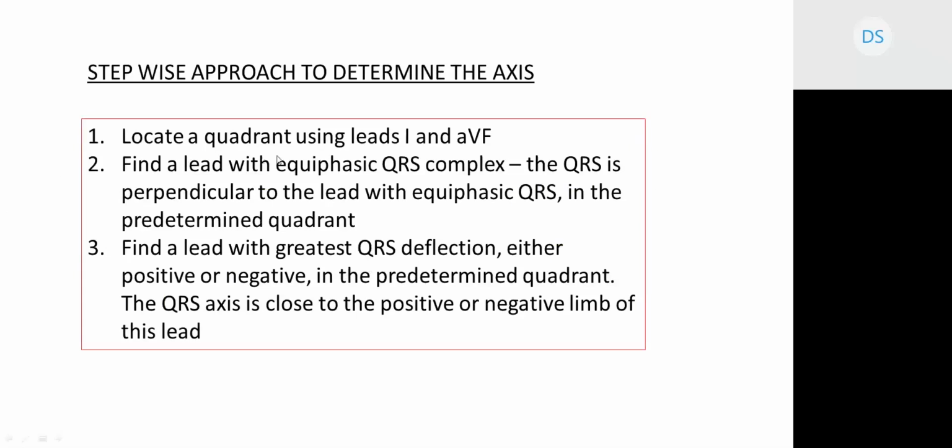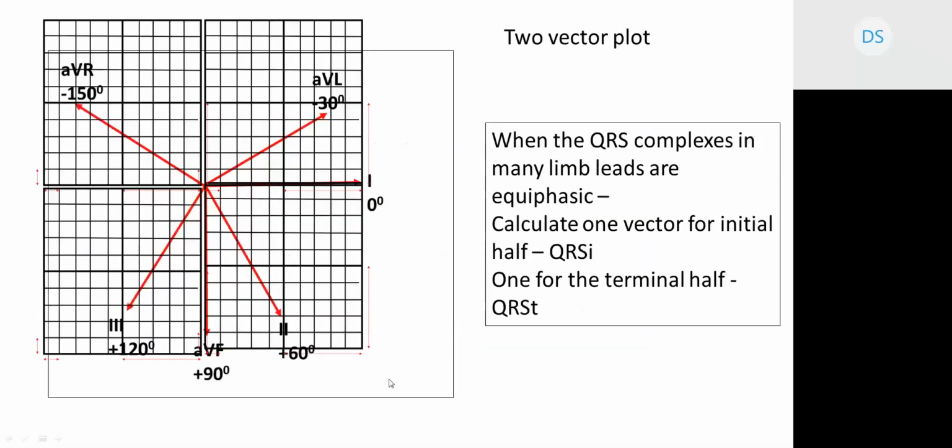So these are the 3 basic steps to decide even before you fine tune. Remember, fine tuning to come down to exactly 45 or 40 degrees may not be needed in many patients. So this is a quicker way to decide QRS axis. Now, also remember that sometimes you might have QRS complexes equiphasic in many limb leads.